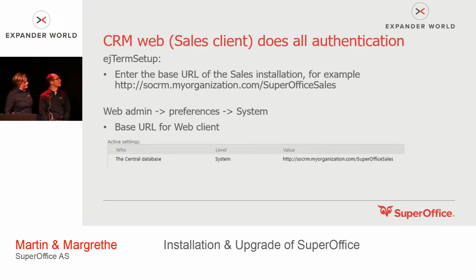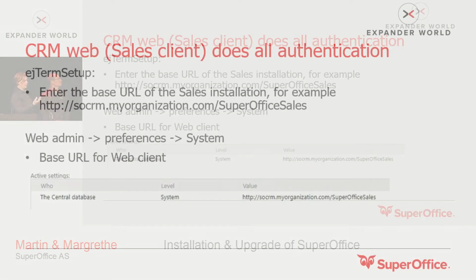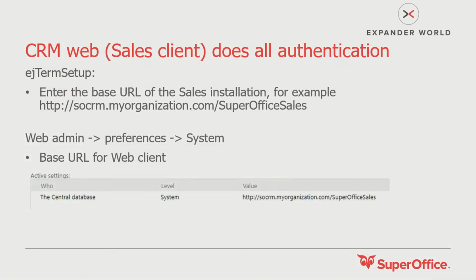It's the sales client which does all the authentication from 8.1. This means that if you are logged out from service, you're redirected to the login dialog, and it's checking the base URL, which is a preference inside sales. The preference is set by EJ term setup if it's not there already.